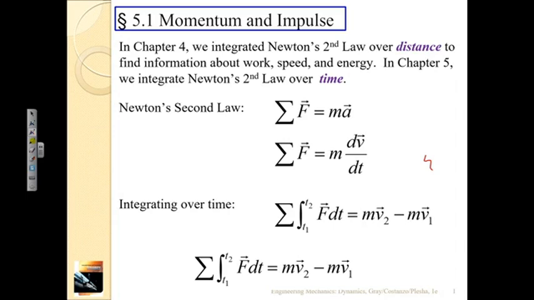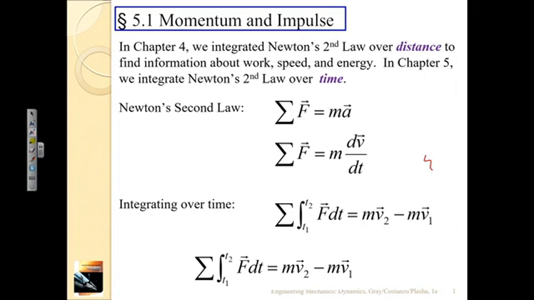Well, we're going to start with the same thing. F is equal to ma. But this time, instead of integrating with respect to the path, we're going to integrate with respect to time. So we can say that acceleration is dv/dt. And then I can rearrange this. I get my force dt is equal to mass dv. Integrate both sides of this.